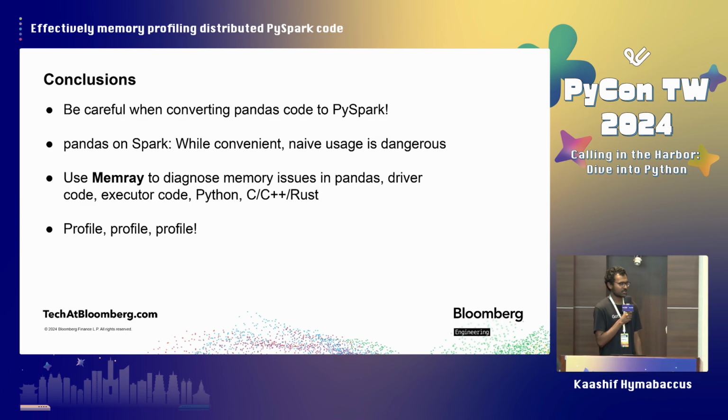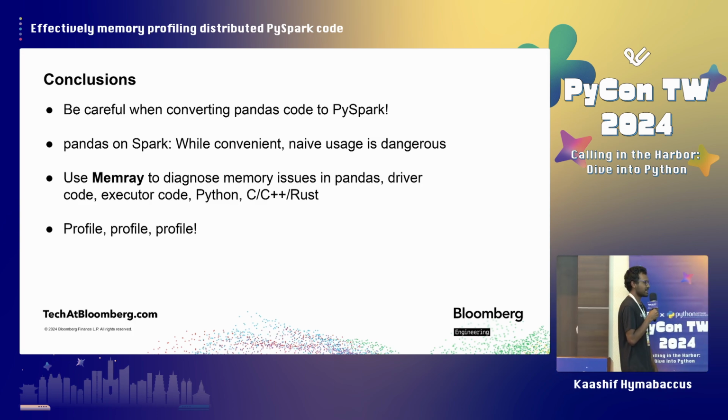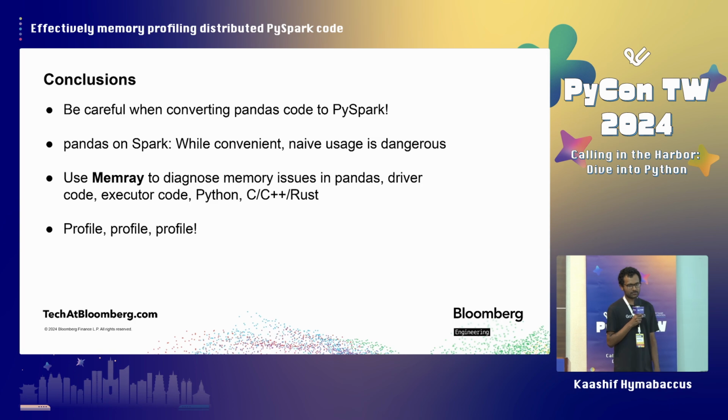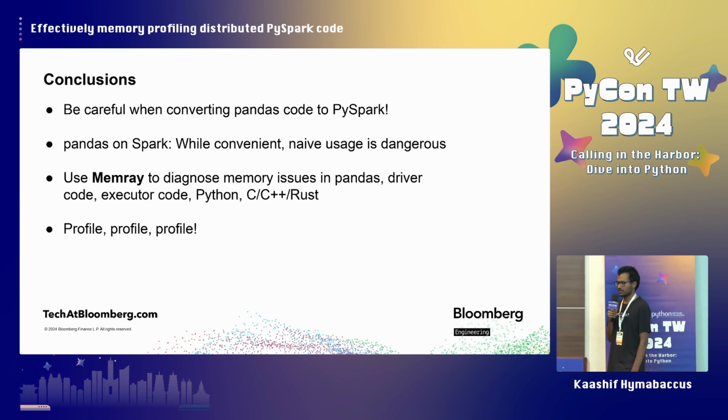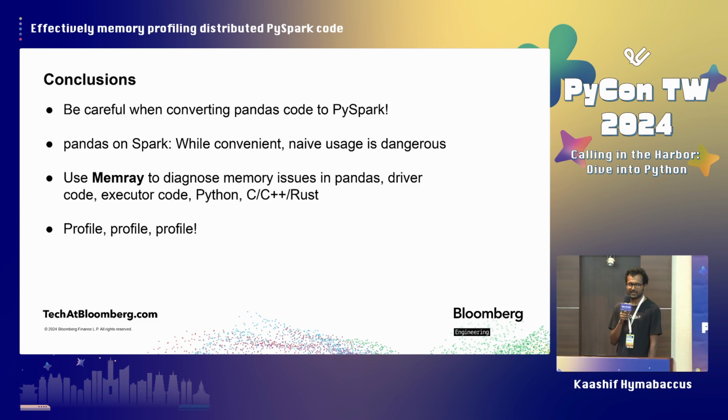So naive usage, i.e. those functions I mentioned before, like to numpy, shape, apply, and there are many others too, like transform. They're doing things that you may not necessarily be aware of, and those things are different when you have pandas and PySpark code. So be careful about that.